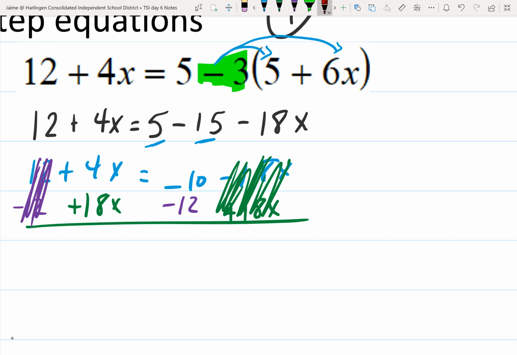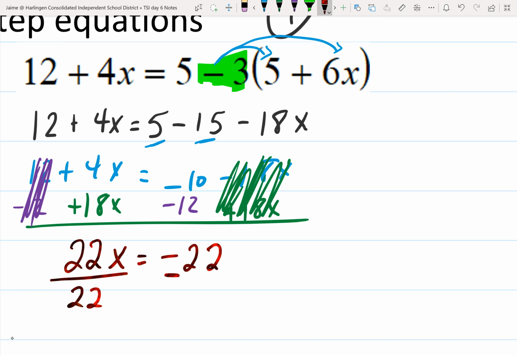4 plus 18. What's that? 22? Is equal to negative 10 minus 12. That's negative 22. Divide by this 22. That gives you 1. So negative 22 divided by 22, and you're going to get that x is equal to negative 1.